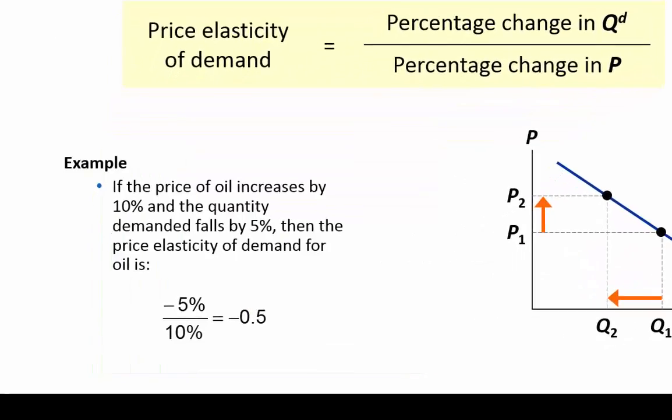Okay, and here's an example using that really simple formula. Price of oil increases by 10%, the quantity demanded falls by 5%, then the price elasticity is, well, that minus 5%, that's the percentage change in Q, divided by the plus 10% change in P, minus 0.5, or just 0.5, as I mentioned, we'll use absolute value.